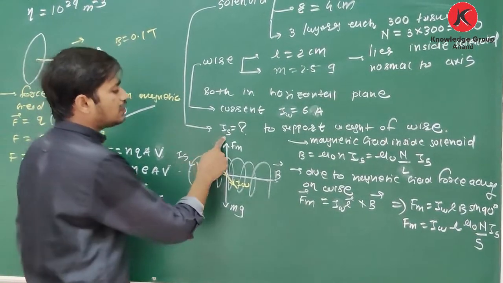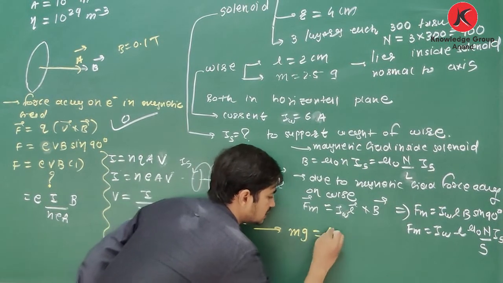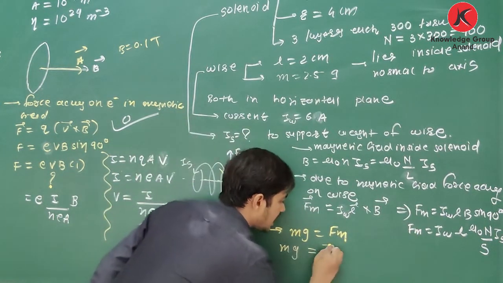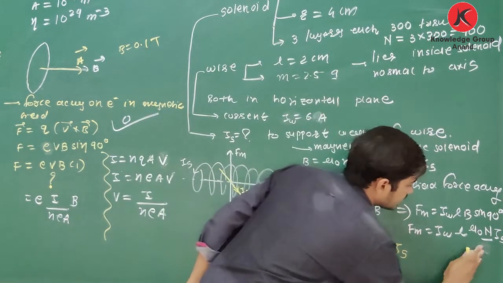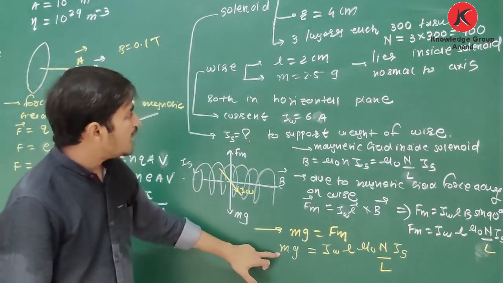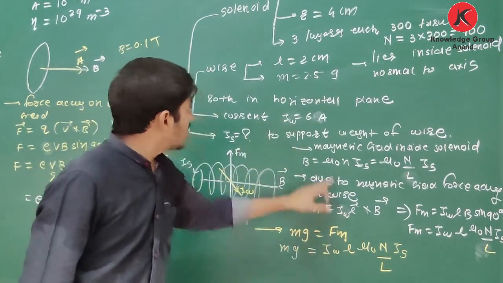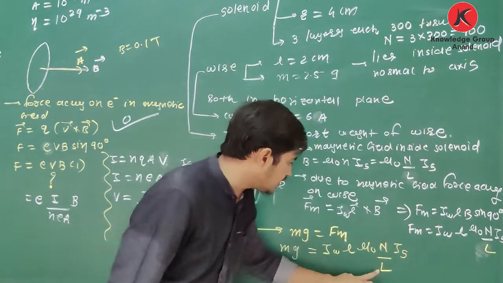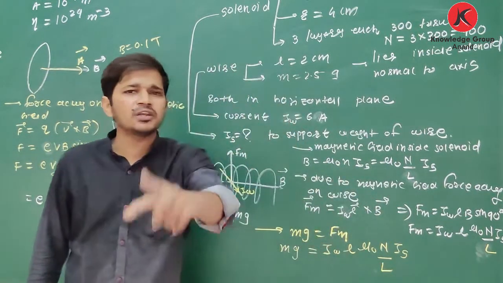What is your question? Find the value of I_S to support the weight of the wire. To support the weight of the wire, it means mg is equal to Fm. So mg is equal to, what is the equation of Fm? I_W L mu 0 N I_S upon the length of the solenoid. Clear about this? You are given each and every value. M, the mass of the wire, is 2.5 gram, which we have to convert to kg. g is 9.8. I_W is the current flowing through the wire. L, the length of the wire, is given. Mu 0 is 4 pi into 10 to minus 7. The total number of turns is 3 layers of 300 turns, so it is 900. The length of the solenoid is given. You have to just find the value of I_S.